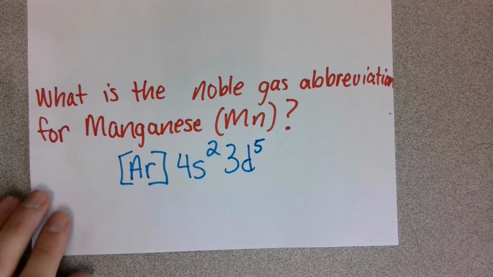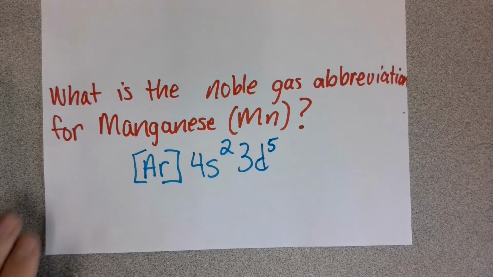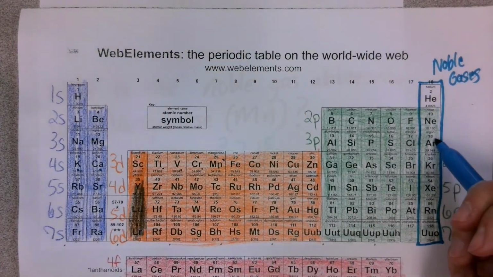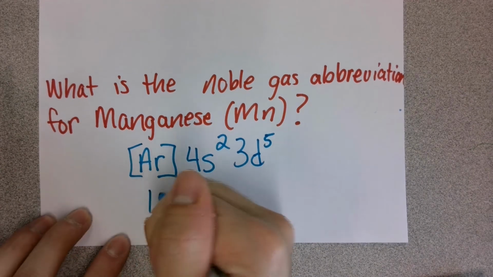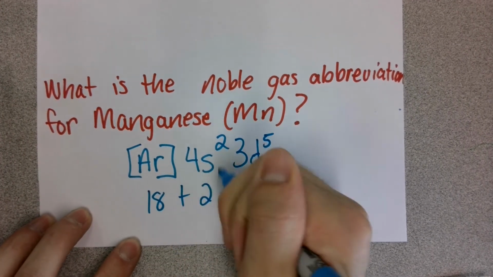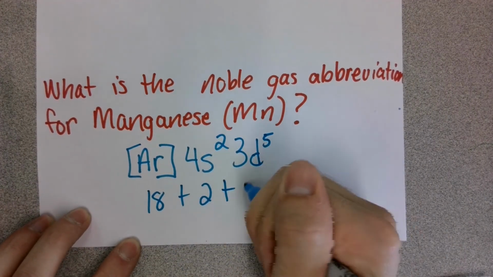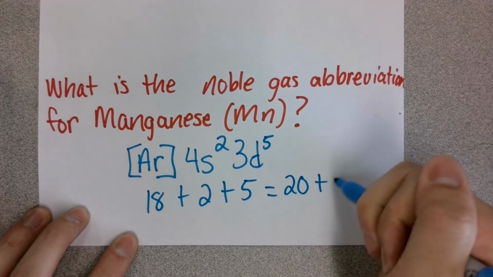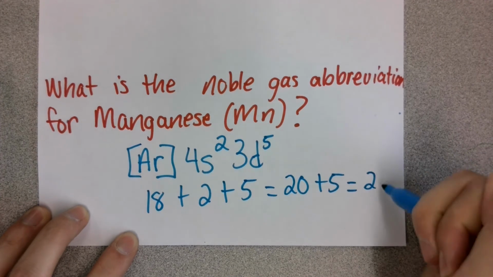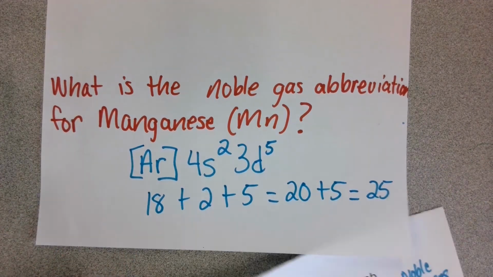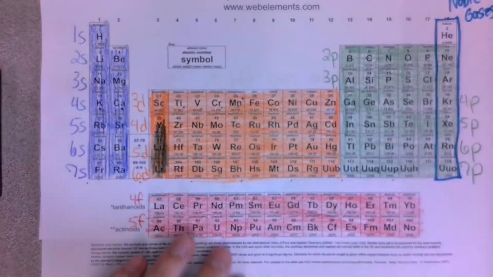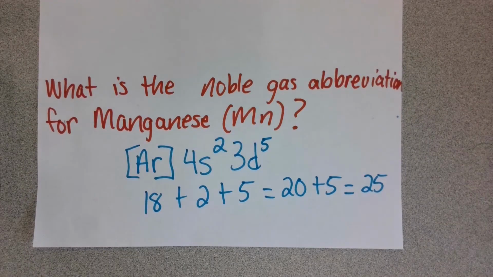Okay? And again, to check ourselves, we can count or add them together. Ar is right here, and it is number 18. So we're going to do 18 plus 2 from here, plus 5 from here. 18 plus 2 is 20, plus 5 equals 25. If we look on the periodic table, manganese, Mn, is actually number 25. So we've done this correctly.